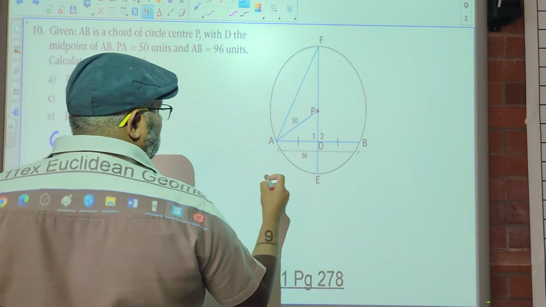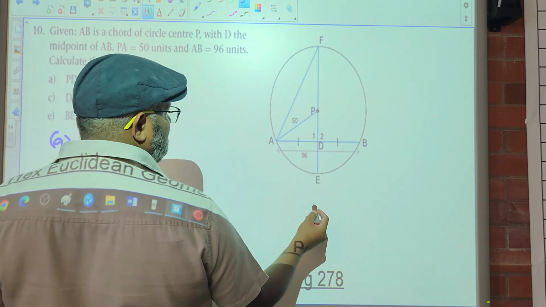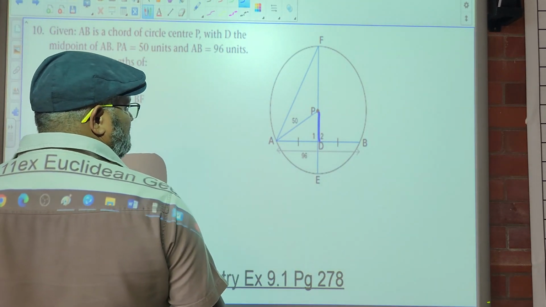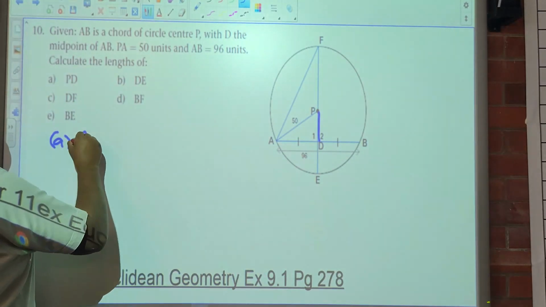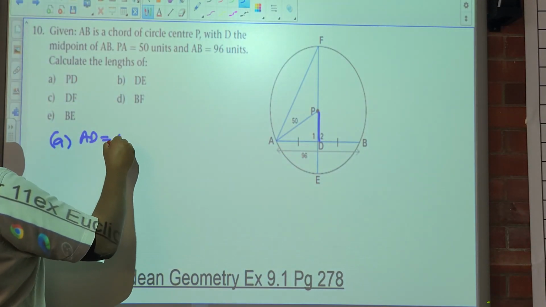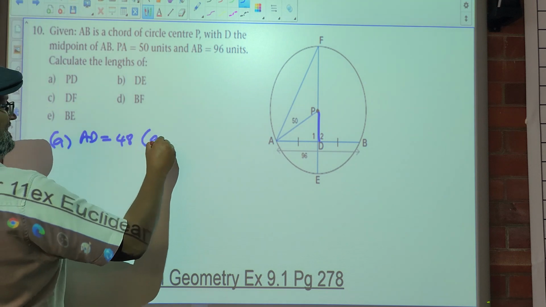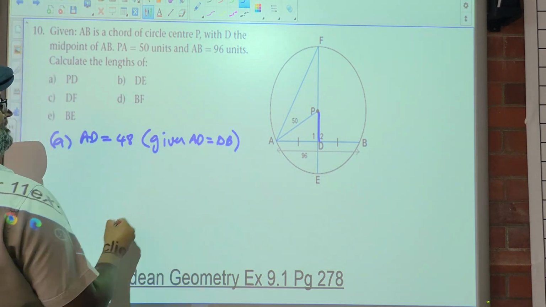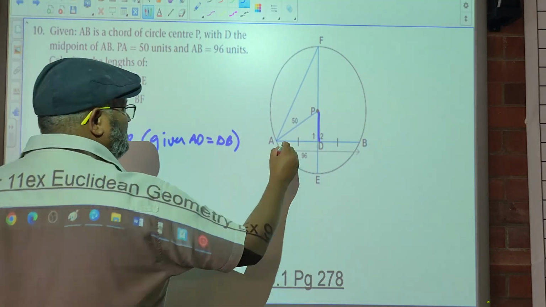Alright, so PD, this length. So we know that AD is 48. Why? It is given that AD is equal to DB. Okay, so that's 48.